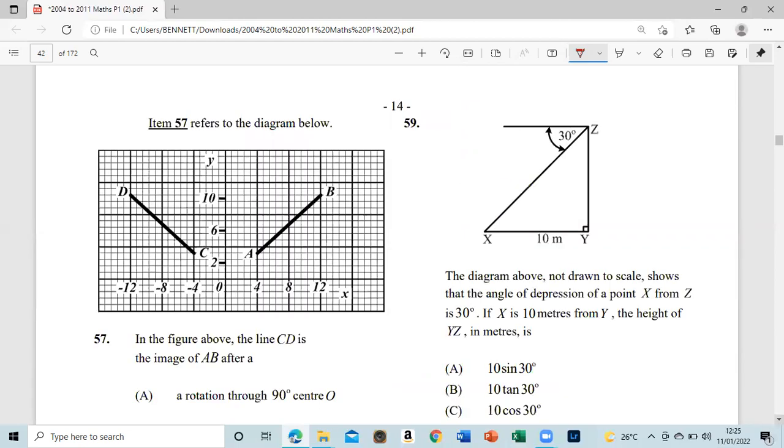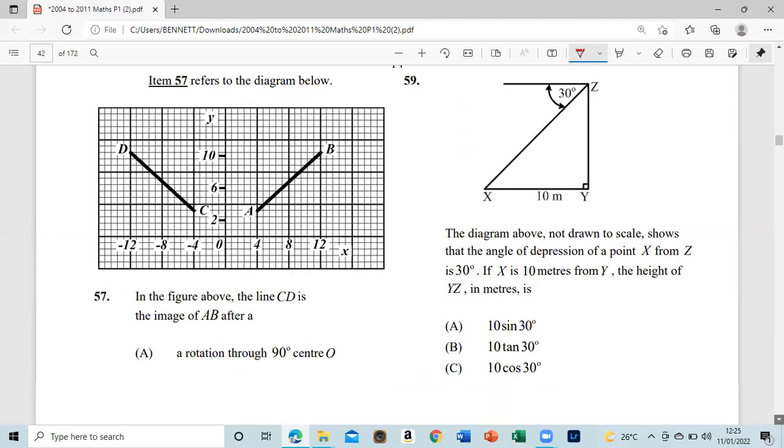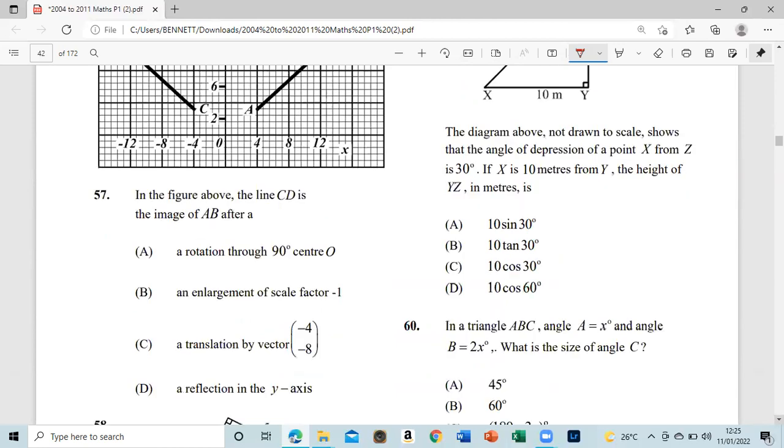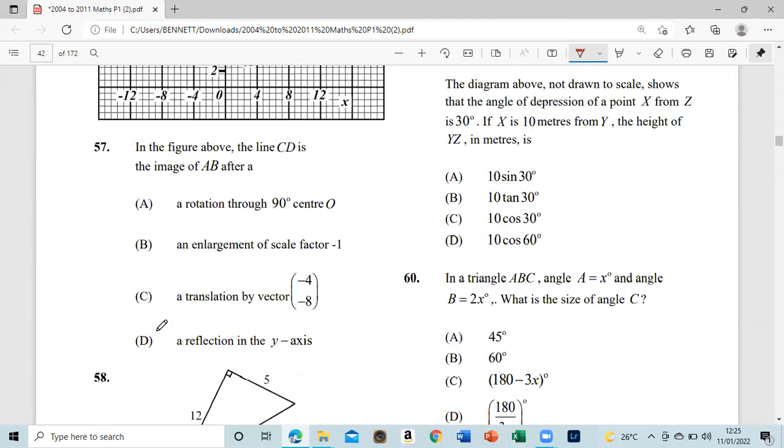All right. In the figure above, the line CD is the image of AB after... So let me say CD, AB. C matches with A, so it's a reflection in the y-axis again. All right, so that is P.